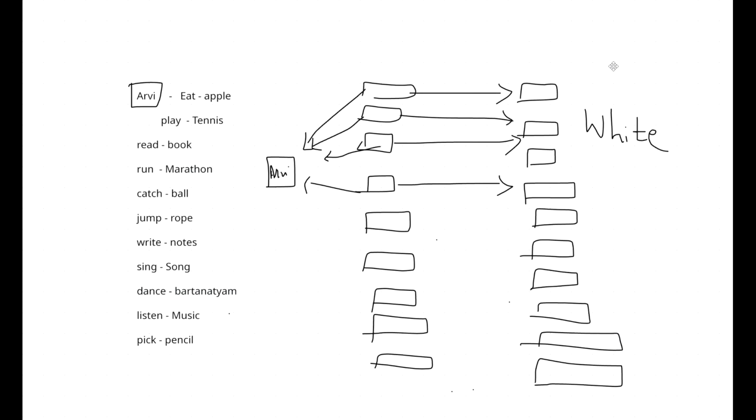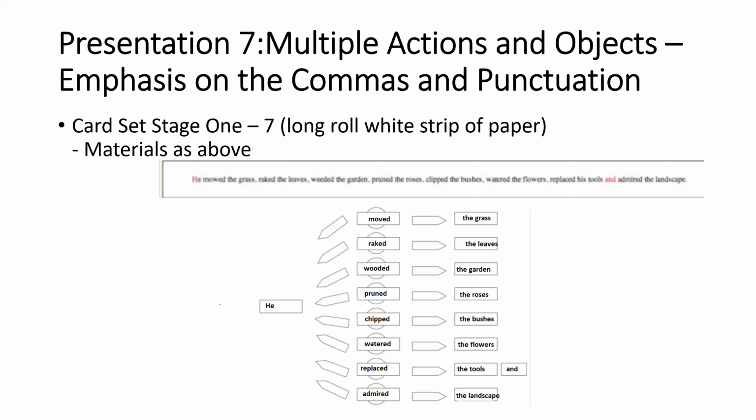Now, when we go back to the book, there is a statement, right? What is the statement that they have given in your book? The book says, he mowed the grass, raked the leaves, weeded the garden, pruned the roses, clipped the bushes, watered the flowers, replaced the tools, and admired the landscape. What a beautiful example, no?